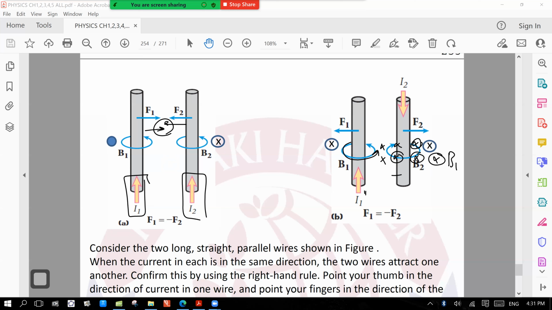Now, B1 is into the page and my thumb is down. So I will just use my forefinger, it's into, okay, and my palm is going to tell me the right side. You see, two forces in opposite directions will just repel each other from the wires. I hope you understand this explanation.